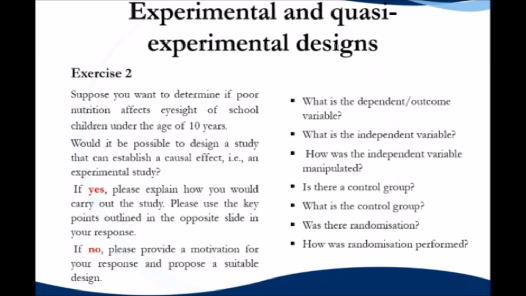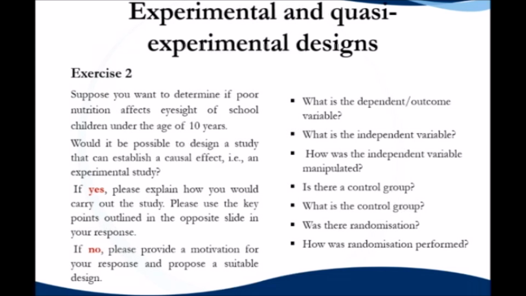Thank you, Tony. Yes, I think the response is correct. The outcome variable here is eyesight. We want to see if eyesight is going to improve when the students get good nutrition as opposed to those who don't. As has been mentioned, this is a quasi-experimental design because, for ethical reasons, you wouldn't be able to subject the students to poor nutrition and give the other ones good nutrition.